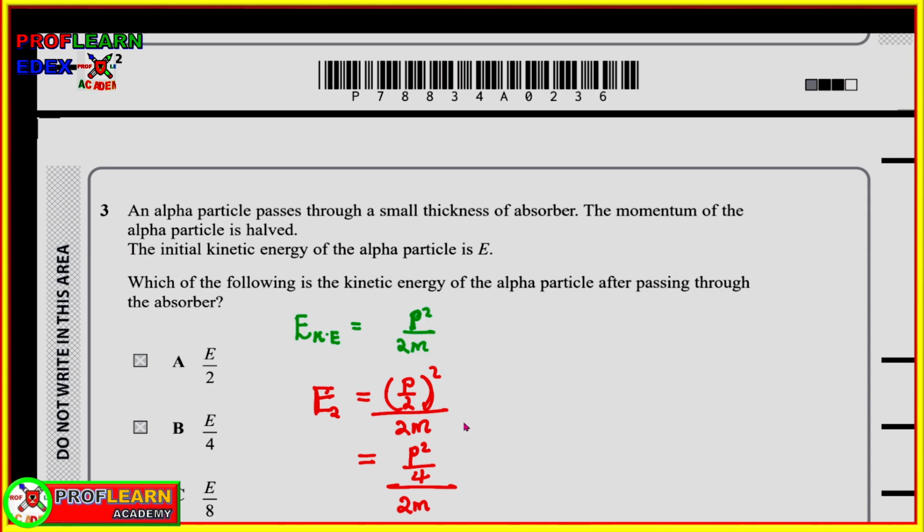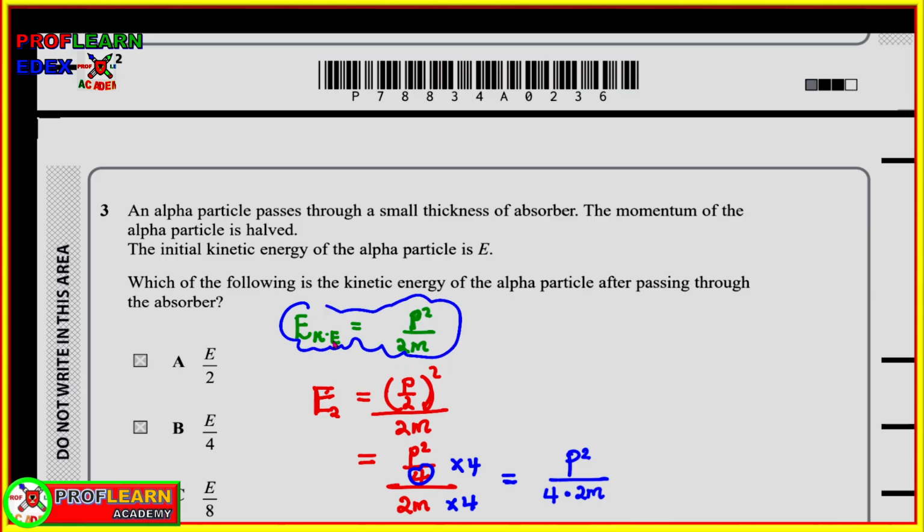Then if we want to get rid of this 4 that we have here, we are going to say times 4, also down here times 4. So if you work it out, you're going to get p squared over 8. And basically I can decide to write this as p squared over 4 times 2m.